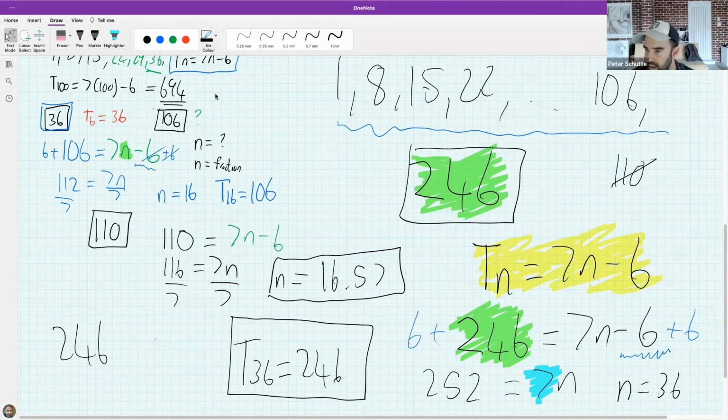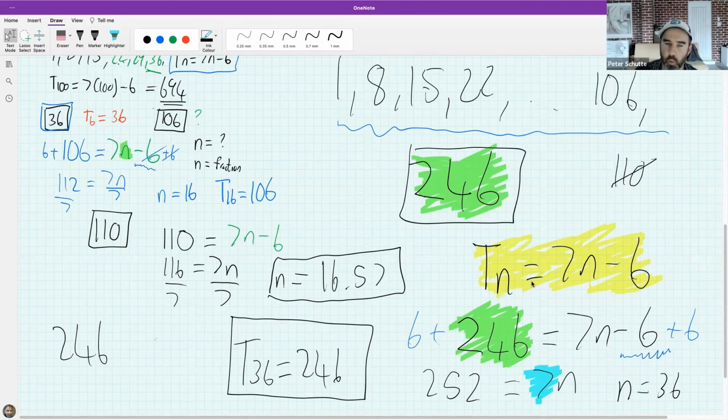So for the formula, Tn equals 7n minus 6. You said that we add 6 to both sides. And then what happens if we add 6 next to 7n minus 6? So then we've added a 6. So what happens to the number that we added? Does it stay the same or do we just remove it?